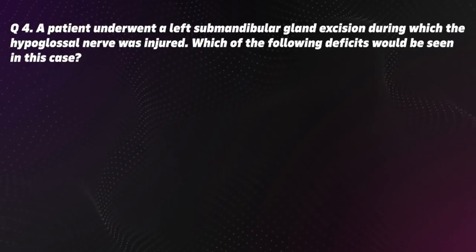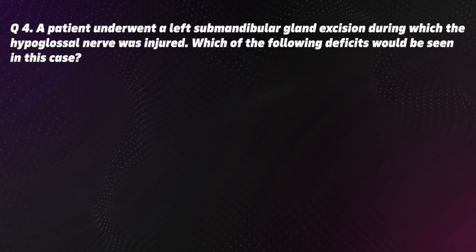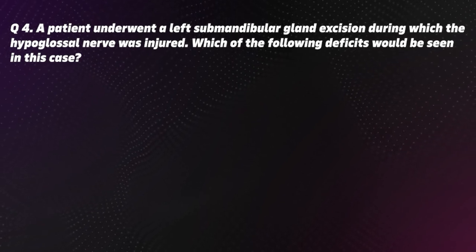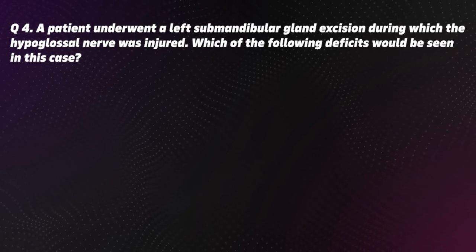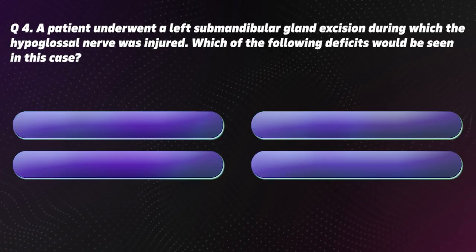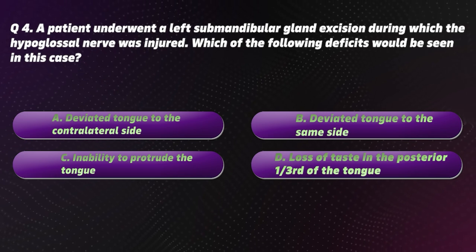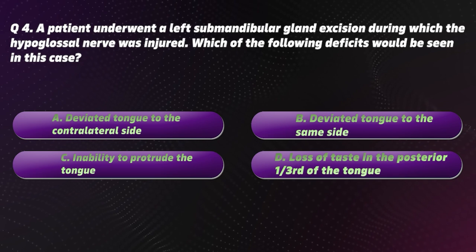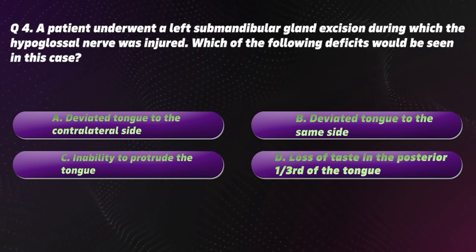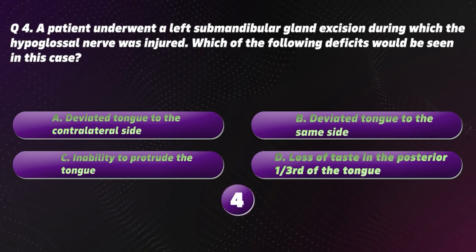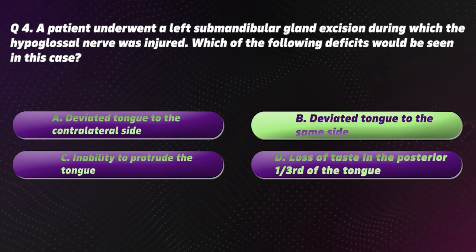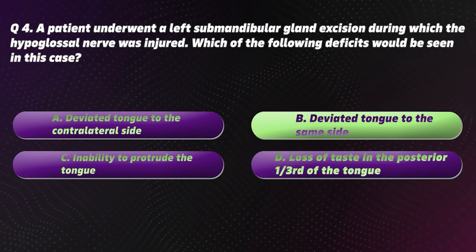Question 4. A patient underwent a left submandibular gland excision during which the hypoglossal nerve was injured. Which of the following deficits would be seen in this case? Here are the options. A. Deviated tongue to the contralateral side. B. Deviated tongue to the same side. C. Inability to protrude the tongue. D. Loss of taste in the posterior one-third of the tongue. And the correct answer is option B. Deviated tongue to the same side.